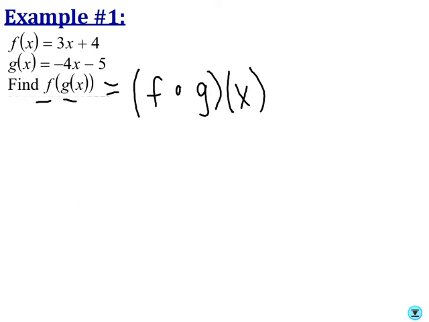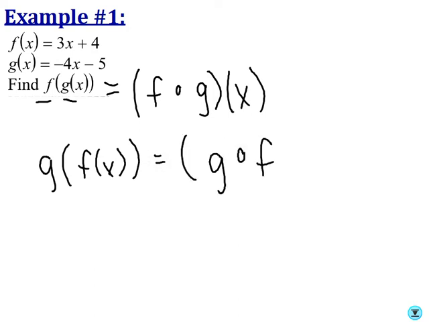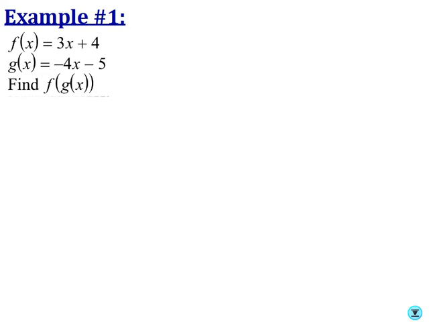So if we were to do g of f of x, we would have g circle f of x. This is just another form of notation. It doesn't mean anything different. Sometimes they just have it written differently for various reasons. Nothing too important that I want us to focus on right now. Right now, I just want to go into simplifying.